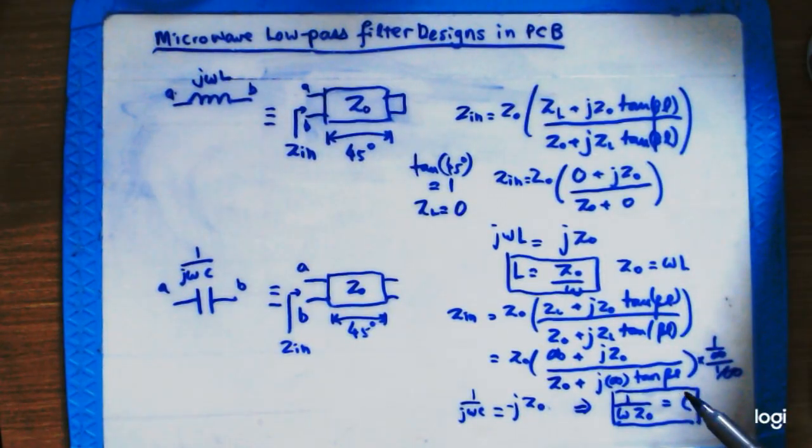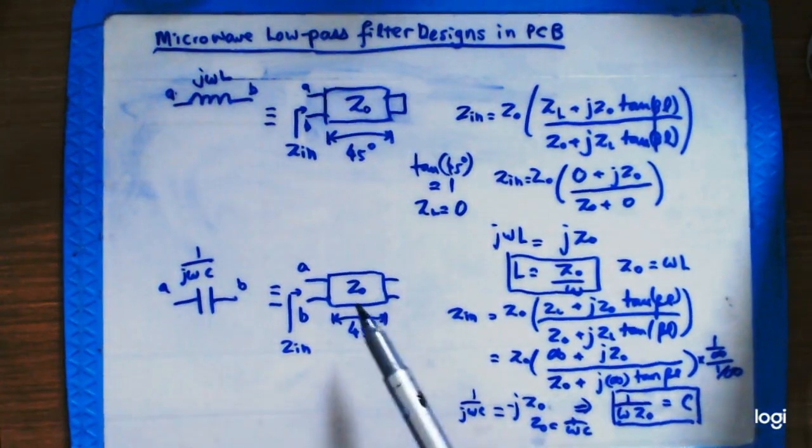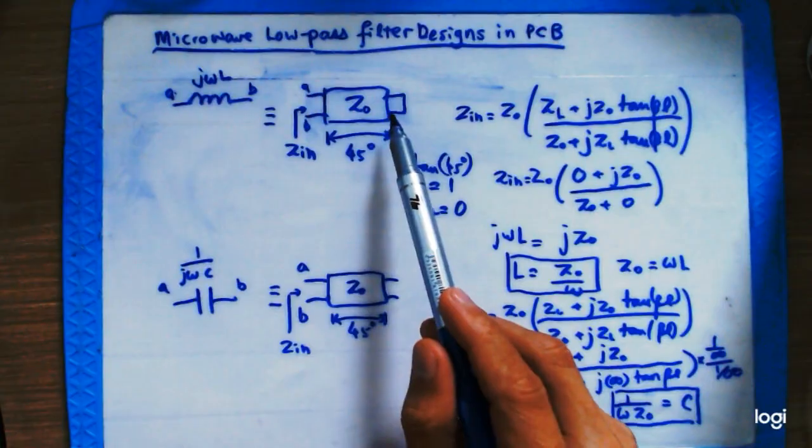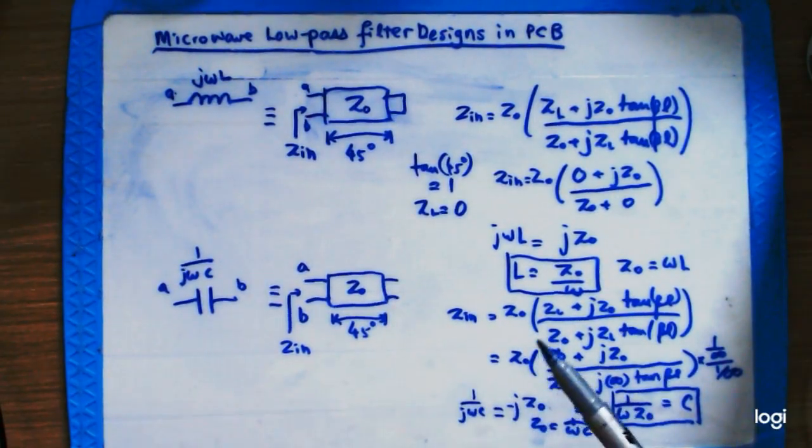Either way, if you want to find the inductor, then you will get Z naught is equal to omega L. If you want to find the impedance equivalent to the capacitance, then you will need V naught equal to omega C. So you use the characteristic impedance of the transmission line of the open circuit stub or the short circuit stub to match with the capacitance and inductance.